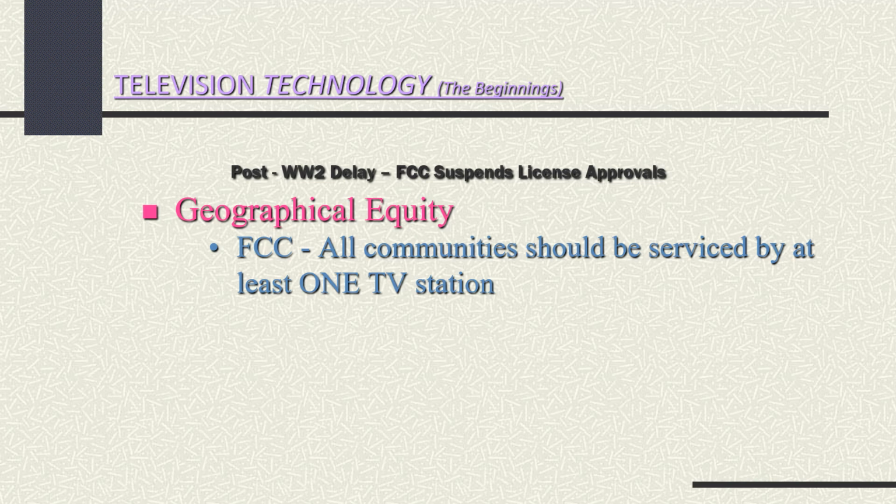So the rule that they made was that if you were applying for a station in a location like Eau Claire, Wisconsin, or La Crosse, Wisconsin, or Casper, Wyoming, or Zanesville, Ohio, you were going to get priority because they wanted to make sure that there was geographical equity. Television was available to all the communities around the country. At least one station was available to everyone in different places.